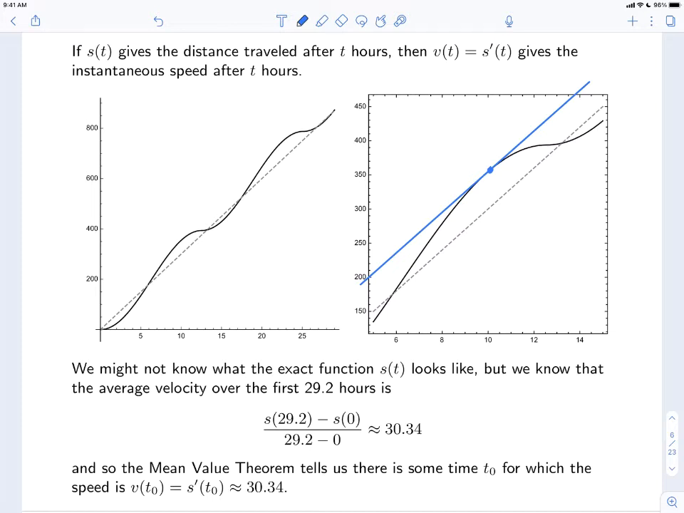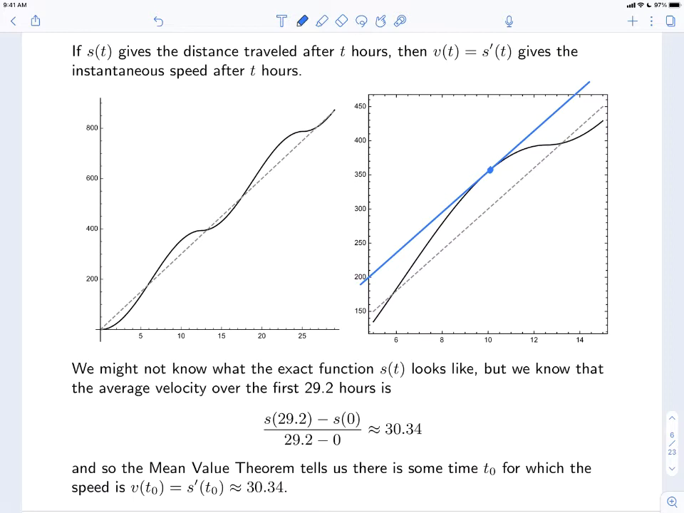And we can actually see that there are multiple places where that happens. There's one right down here, one right here, one right here, and one right here. So we can see that there are actually several different places where the slope of the tangent line is the same as the secant line through these two endpoints.